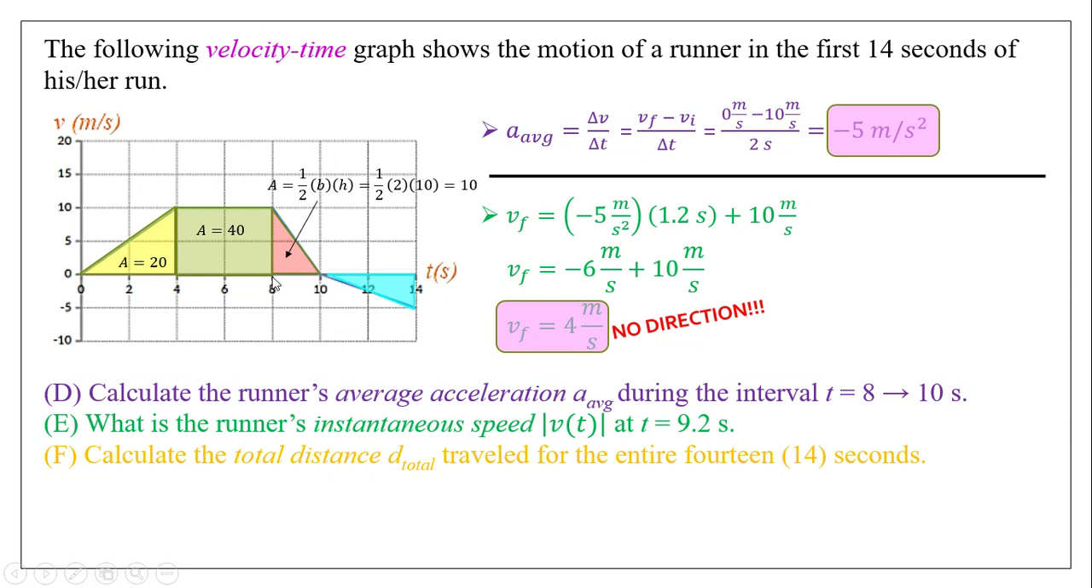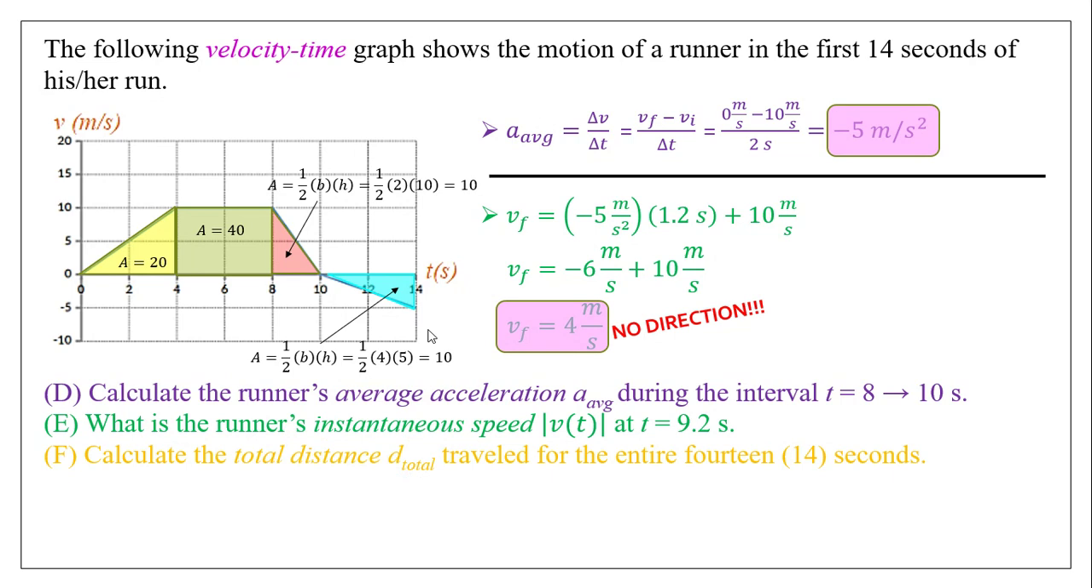What's my height? I want to go from 0 all the way up to 10 meters per second, so my height is 10. 1/2 times 2 is 1, and 1 times 10 is just 10. That's 10 meters in the positive direction, because this area is above the horizontal axis, which implies a positive displacement. Now let's find this blue area, which, as you can see, is beneath the t-axis, below the horizontal axis.